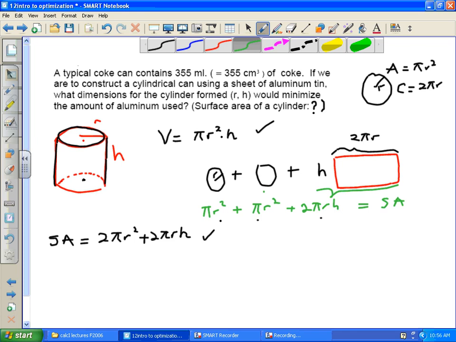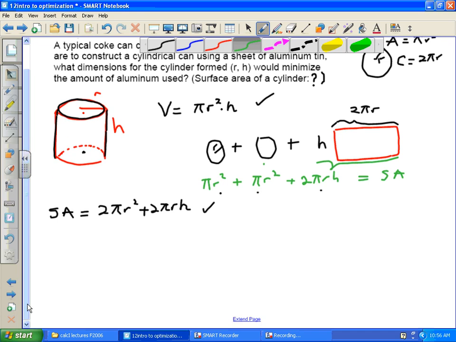Surface area. And what am I supposed to do with that? Maximize or minimize? Minimize. You want to use as little aluminum as possible. So we want to minimize surface area. This is our objective function. It's so important to write next to it, maximize or minimize, so you automatically know this is what I'm going to minimize. This is the one I need in one variable, and this is the one I'm going to differentiate and set equal to 0. So this is the objective function. That's the one we're minimizing.